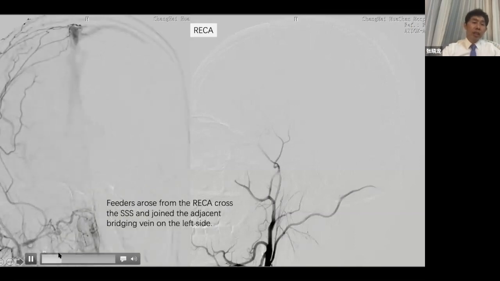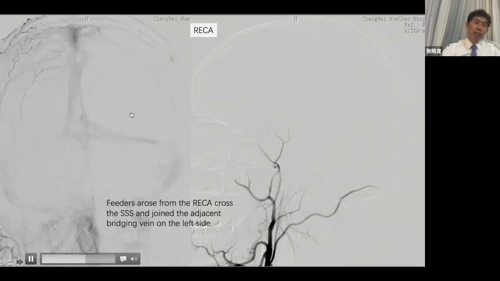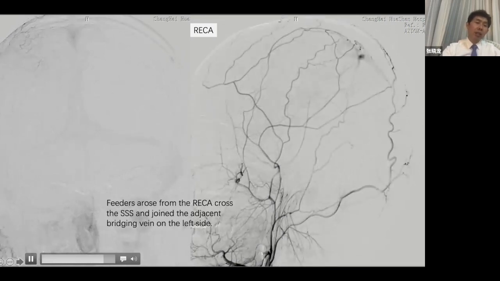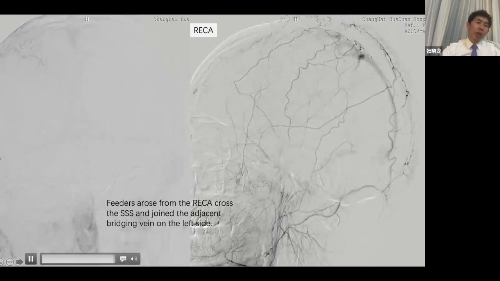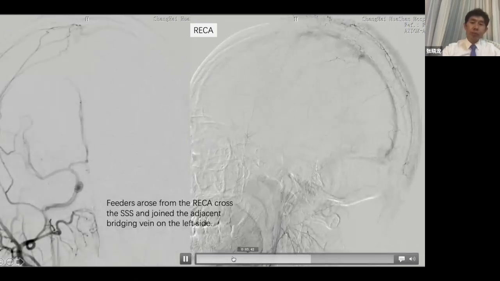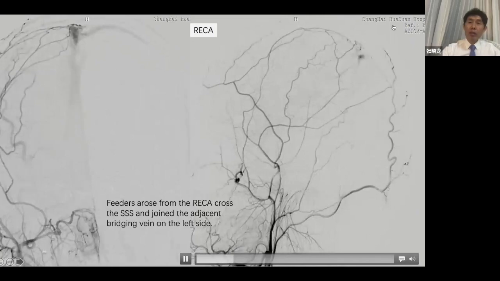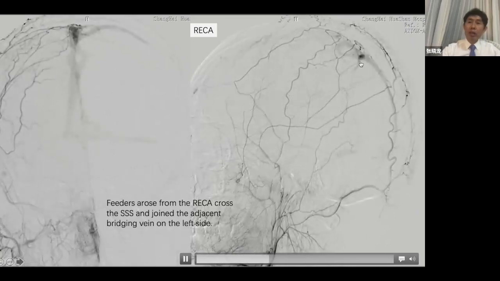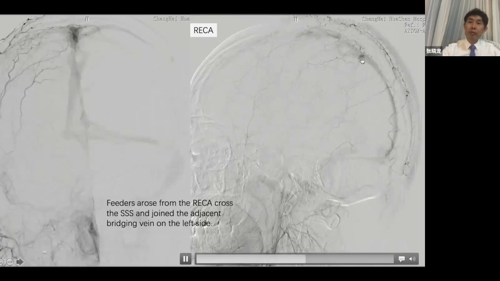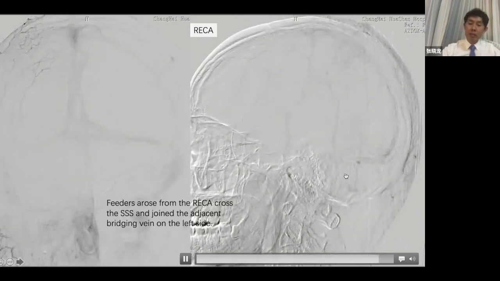Another case is very interesting because it's not only a fistula, it's not only the arrangement type fistula, but also has stenosis of the transverse sinus. The left one, the right one was occluded. The fistula was here. It had reflux and then went back to the superior sagittal sinus.